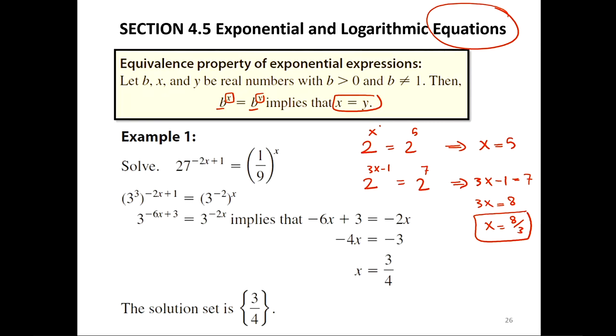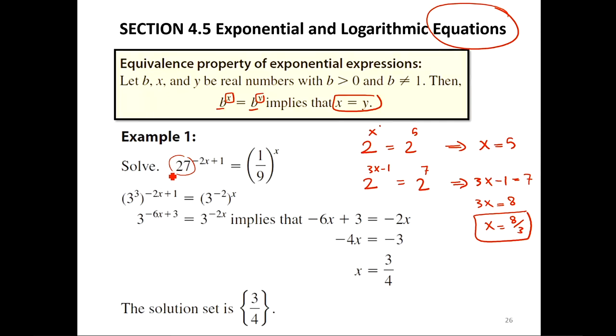Okay. Now, sometimes we have two numbers, for example, 27 and 9. We can convert 27 to a power of 3 and 9 to a power of 3.